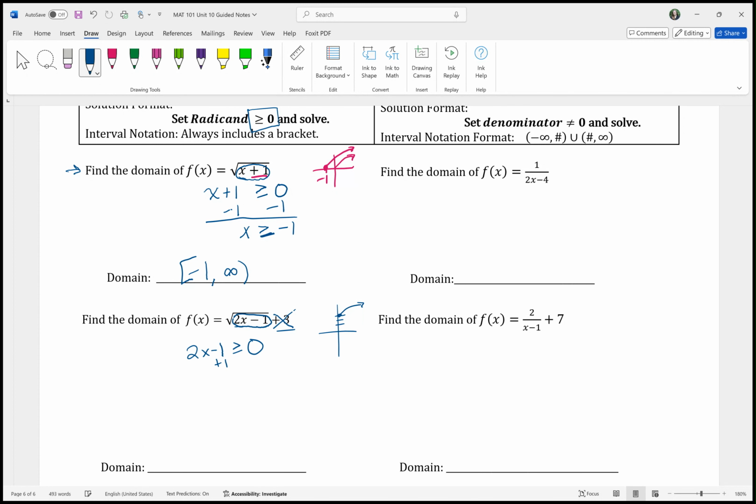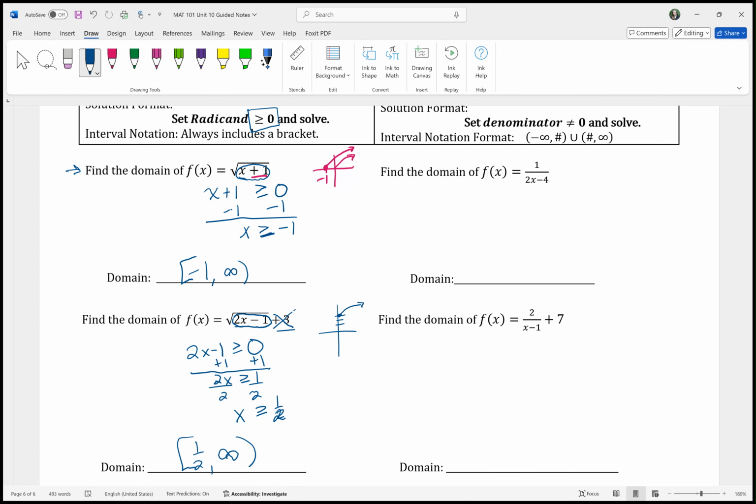So we're going to add 1 to both sides. That will be 2x greater than or equal to 1, and then divide by 2. And we get x is greater than or equal to 1/2. Okay? All right, so that means, again, you're shading to the right. And so this would start out with the 1/2 with a bracket and go all the way to infinity.